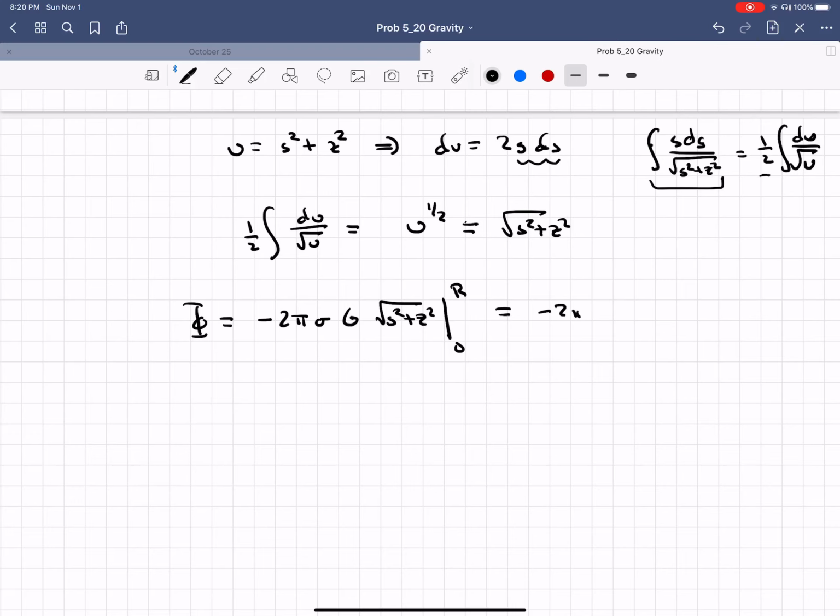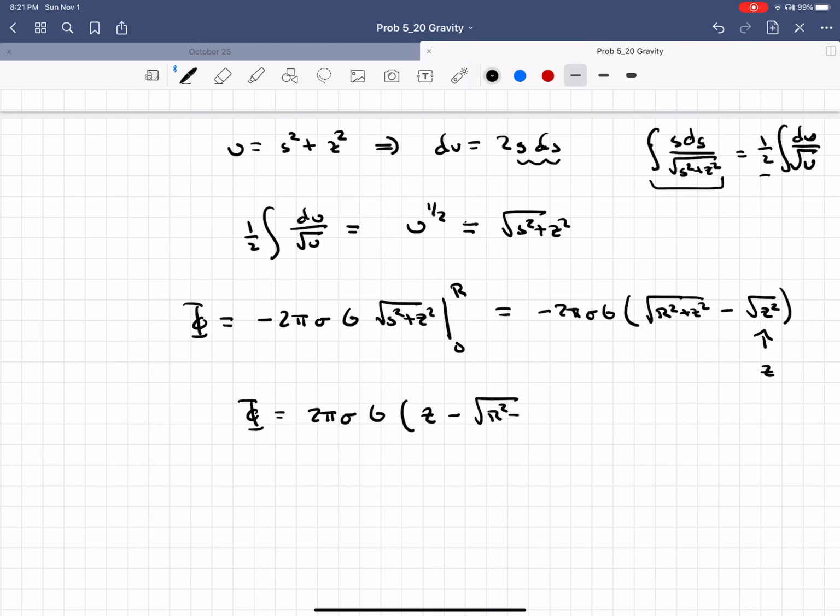So I have minus 2 pi sigma G times the square root of R squared plus z squared minus essentially the square root of z squared, and I'm simply going to write that as z. So I'm going to say that phi is 2 pi sigma G times z minus the square root of R squared plus z squared, if I have done all of my algebra correctly.